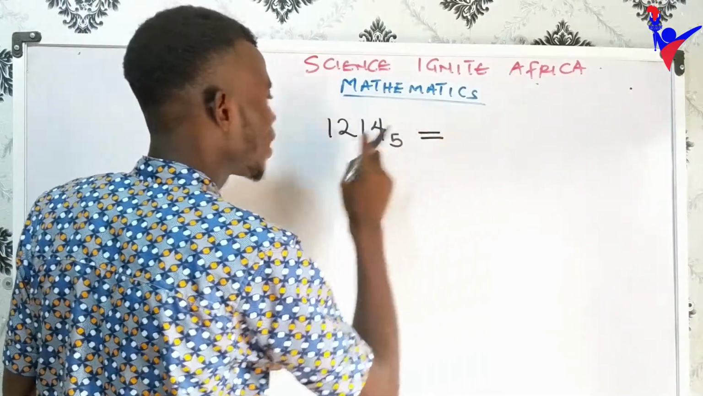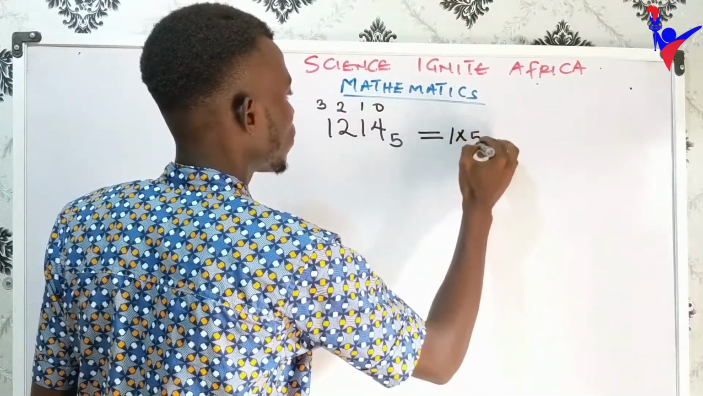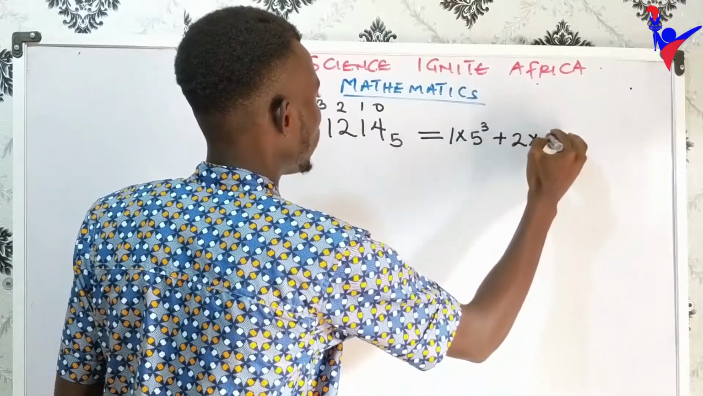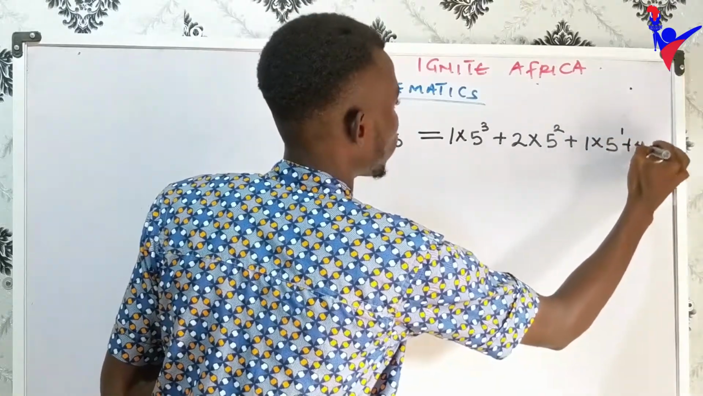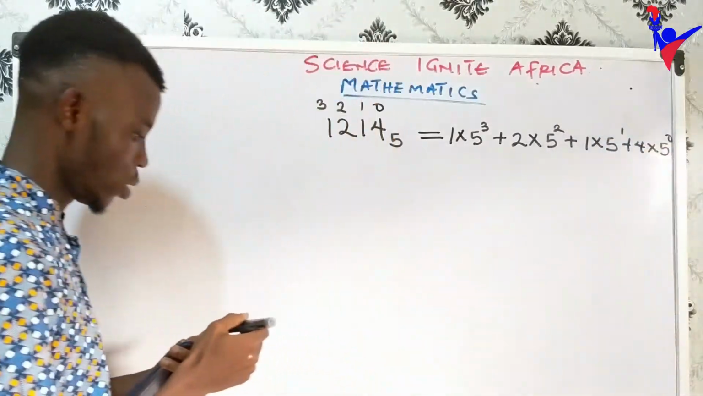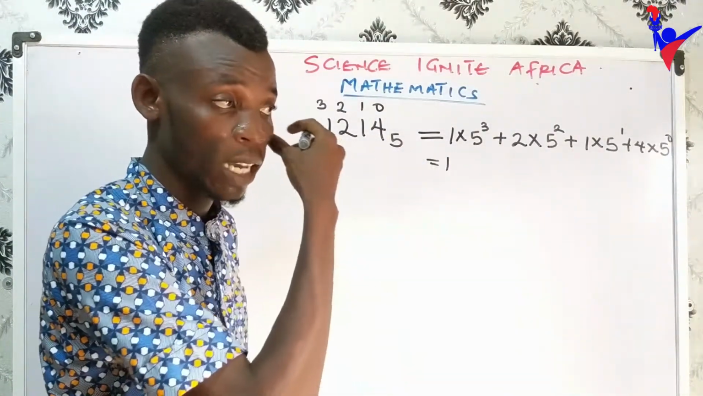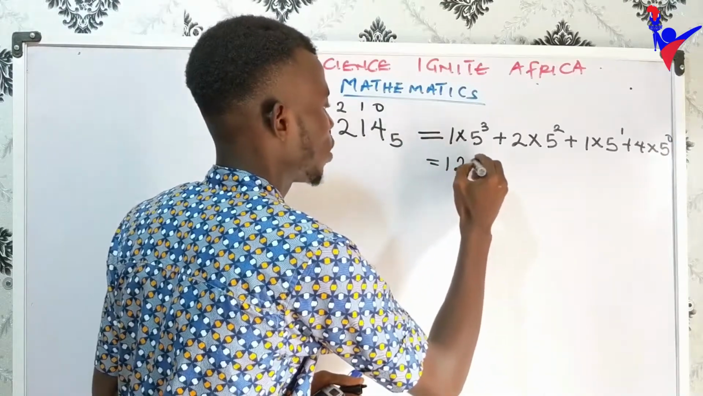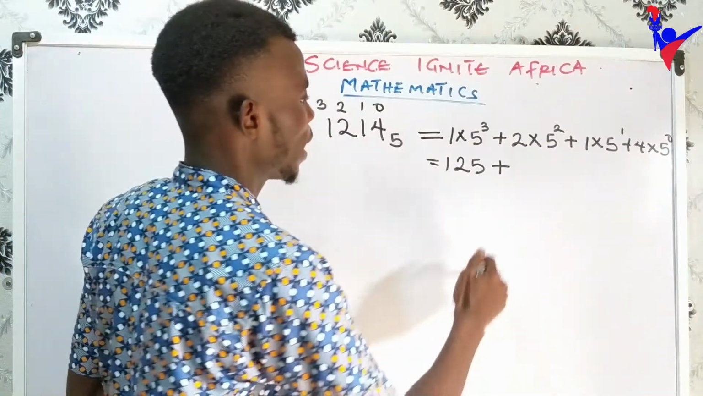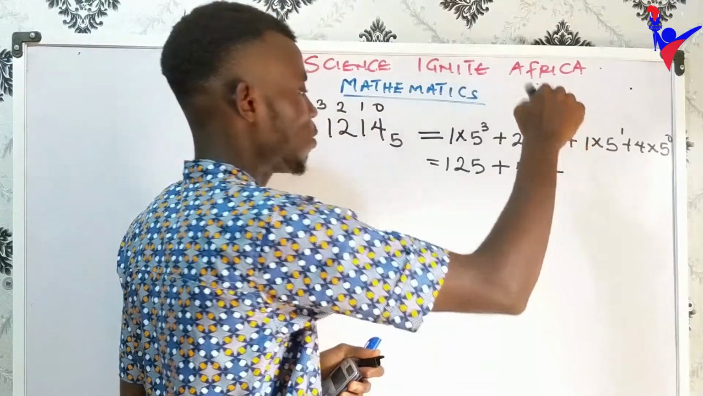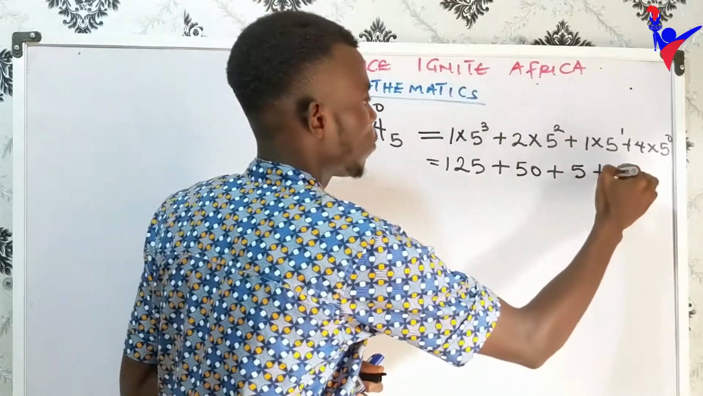So the first thing is we convert this number straightforwardly. Then we have 1 times 5 raised to the power 3, 2 times 5 raised to the power 2, 1 times 5 raised to the power 1, plus 4 times 5 raised to the power 0. 5 raised to the power 3 is 125, that is 5 times 5, 25, and 25 multiplied by 5 is 125. Plus 5 raised to the power 2, that is 25, and 25 multiplied by 2 is 50. Plus 5 raised to the power 1 is 5, multiplied by 1 is 5. Then 5 raised to the power 0 is 1, multiplied by 4 is 4.